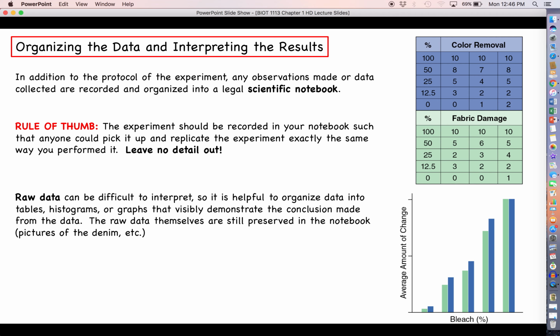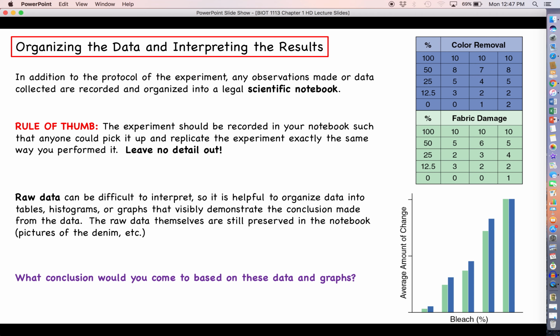Some other examples of raw data might be pictures or Polaroids that you take of the denim. You want to make sure that you have that for posterity's sake, because you may decide that the ranking you did maybe wasn't appropriate. So if you have pictures, you can actually go back to one of these experiments that you did months ago and maybe re-rank them. You don't necessarily have to do the whole experiment again if you're in the business of maybe re-ranking them based on a new ranking system.